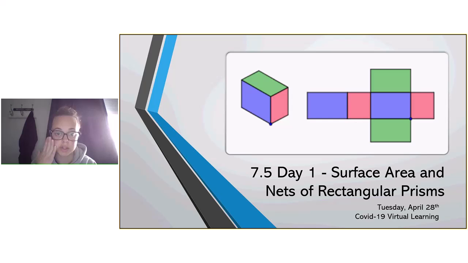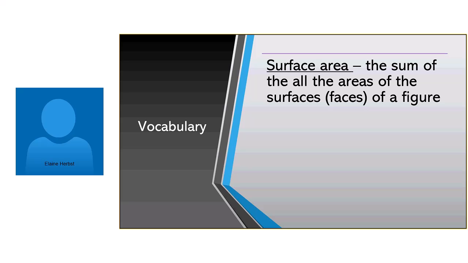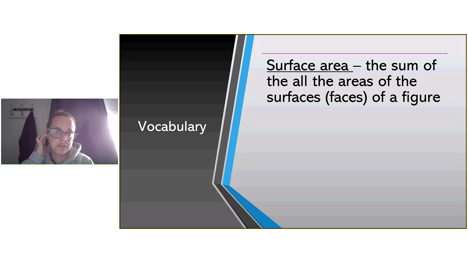So that's the shape we focus on, just the rectangular prism, which is, remember, a box. So some vocabulary that you can write in your notebook. The first is the definition of surface area, and it's literally exactly what it sounds like. It's the area of the surface, which is the same as saying the faces of a figure.